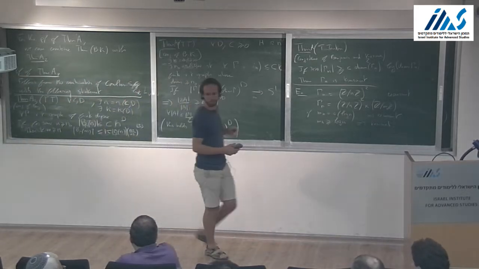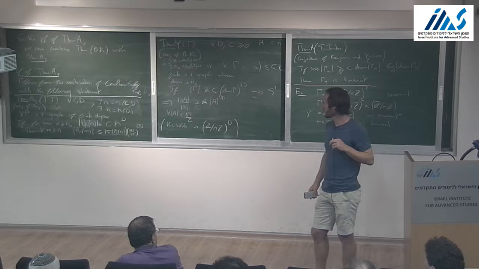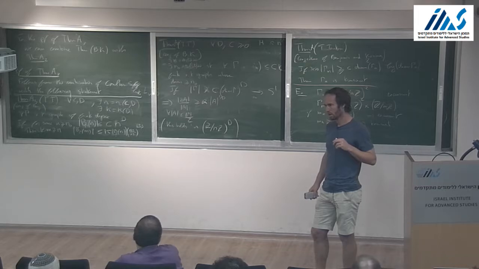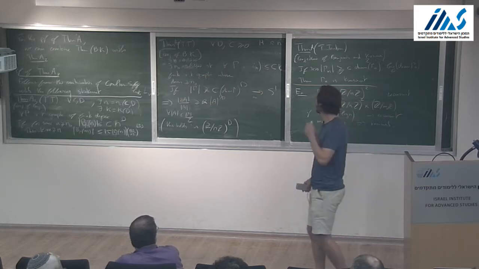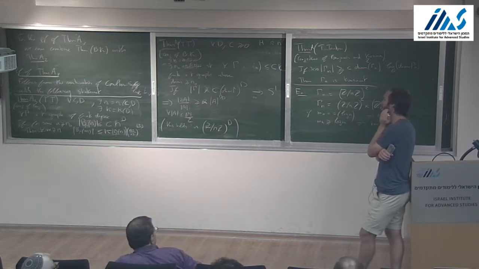But for your application, do you really need the integer part? For the application you indicated, do you need the integer part? Yes. Because the application works for integers as well, and there the integer part doesn't help. So why do you need it? Let me see. The way we wrote the proof, we use the integer value. I don't remember why.